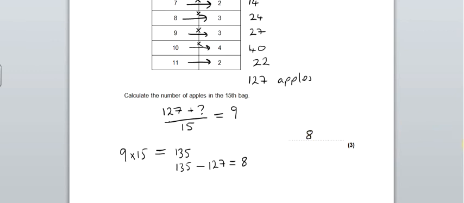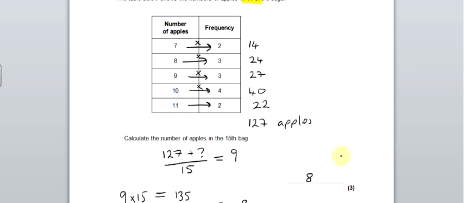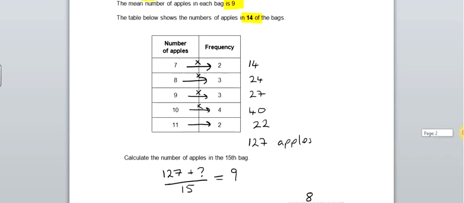And if you wanted to check that, and I would if it was in an exam, I would add that all up and see if it worked out at 9.